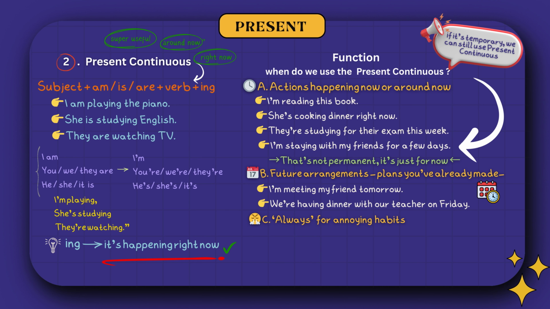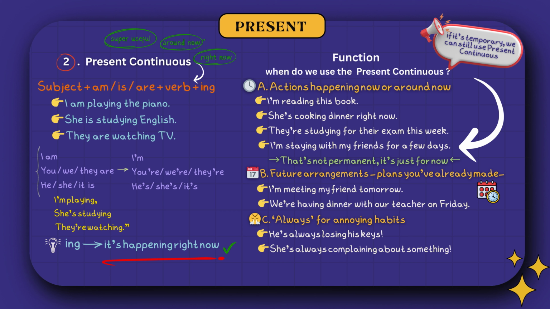C. Always for annoying habits. And here's a really cool native speaker trick. When we use always with the present continuous, it usually shows an annoying or negative habit. For example, he's always losing his keys. She's always complaining about something. It sounds like we're a bit annoyed, so be careful with the tone.